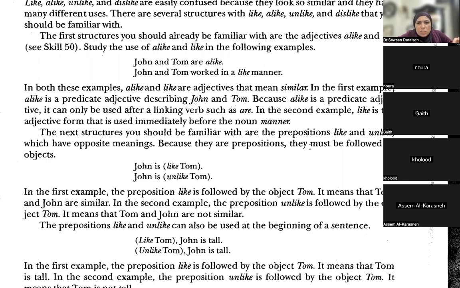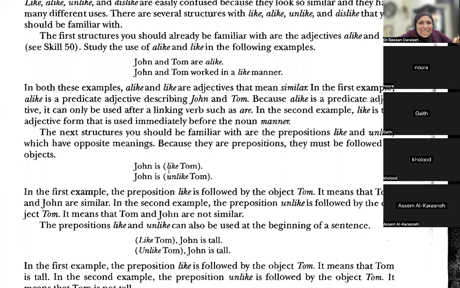Because they are prepositions, they must be followed by objects. أي preposition إذا بنستخدمهم preposition guys كحرف جر لازم يكون بتبعهم what, guys? Objects. All right? Let's see. John, and an object is a noun, guys.